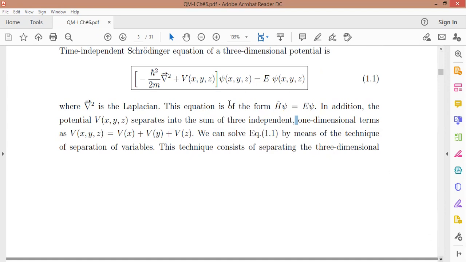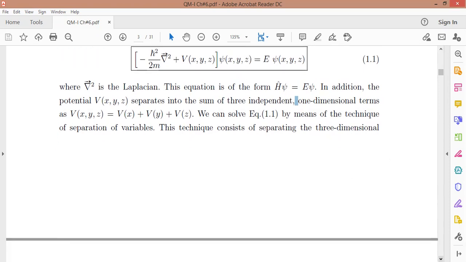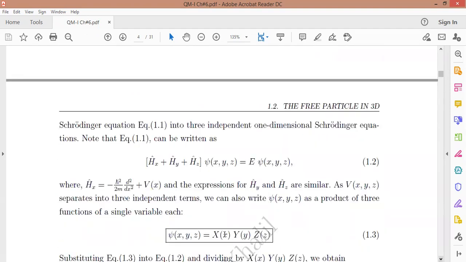To solve this problem, we need to understand the separation of variables. It means these are three variables. This wave function can be written separately in terms of x, y, and z. And similarly, the total Hamiltonian can be the sum of the Hamiltonian along x-axis, Hamiltonian along y-axis, and Hamiltonian along z-axis. It is the same Hamiltonian that we have done in the fourth chapter of quantum mechanics. And the expressions are similar and V(x, y, z) is separated into three independent terms.